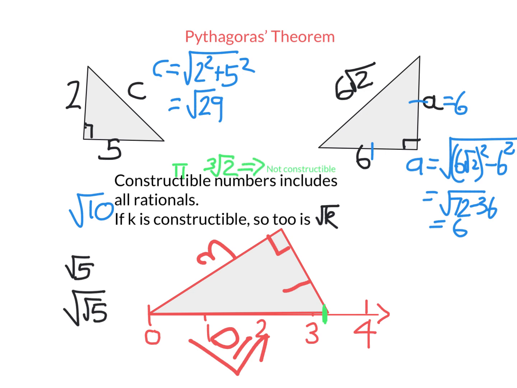That's because when we're using Pythagoras to construct line segments, it involves square roots. It doesn't involve cube roots. It doesn't involve pi. So constructible numbers includes just all rationals and the square root of any other constructible number for our purposes. All right, let's now look at one final example.